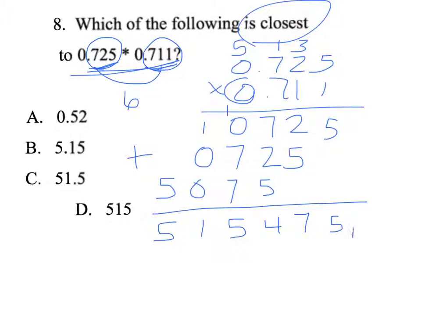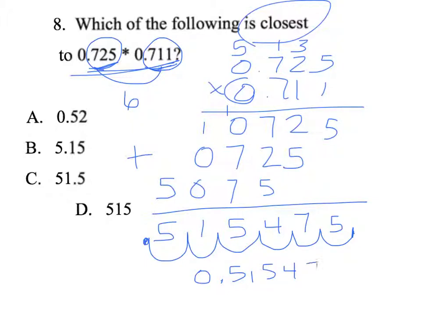Right now the decimal point is here. We got to move it so that I have 6 after. So 1, 2, 3, 4, 5, 6. Decimal point would go here. Therefore, my final answer would be 0.515475.